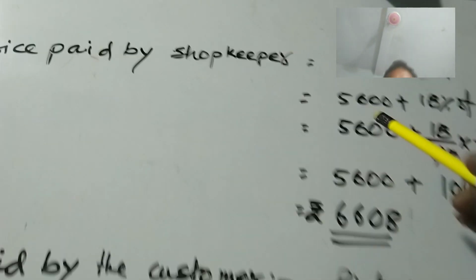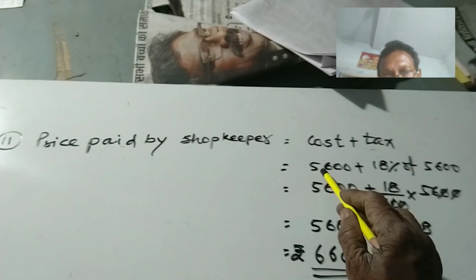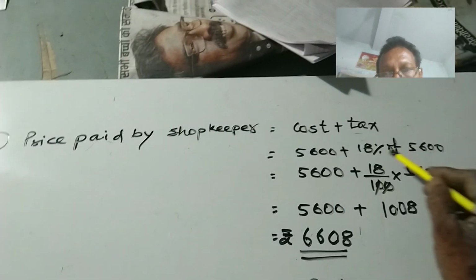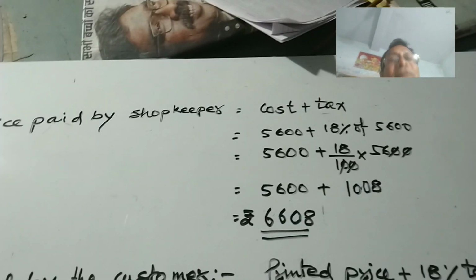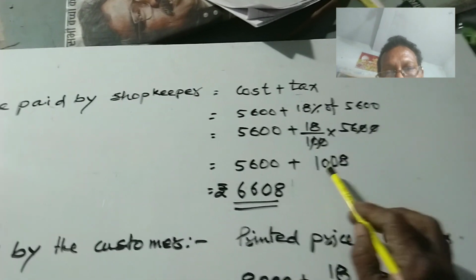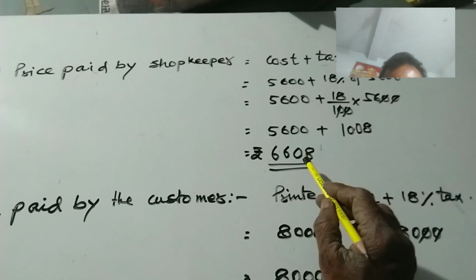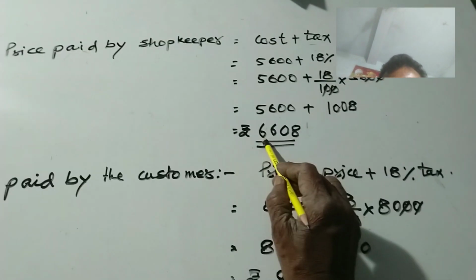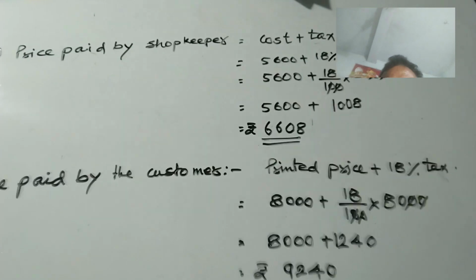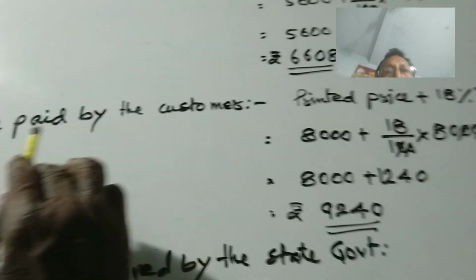216. The second part asked was, what was the price paid by the shopkeeper? So the shopkeeper paid the cost and the tax. He paid 5,600 and 18% of 5,600, that is 5,600 plus 18 by 100 into 5,600, that is 1,008. So the price paid by the shopkeeper is rupees 6,608.